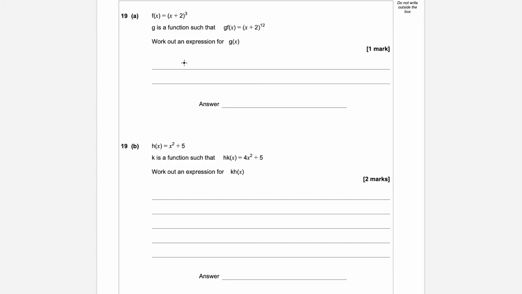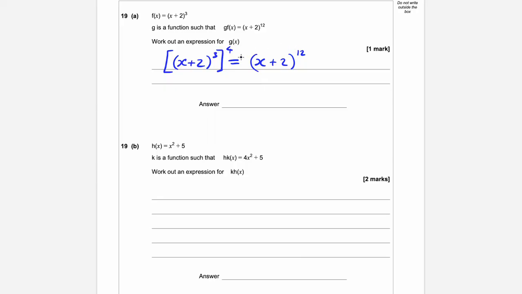x plus 2 cubed. What do we need to do to that to get x plus 2 to the 12? So let me just write, this must equal x plus 2 to the 12. How can I make this equal to this? Well, I just have to raise it to the power of 4, because then when you raise this to the power of 4, you multiply the powers and you get 12.